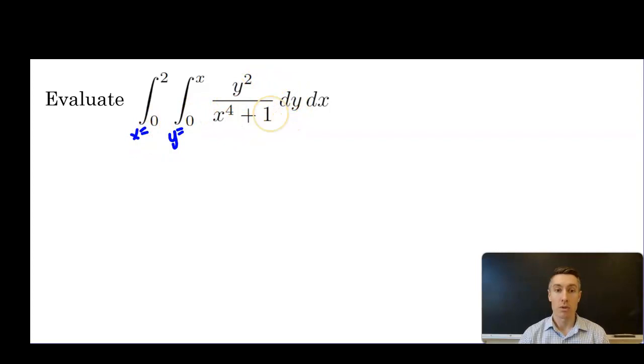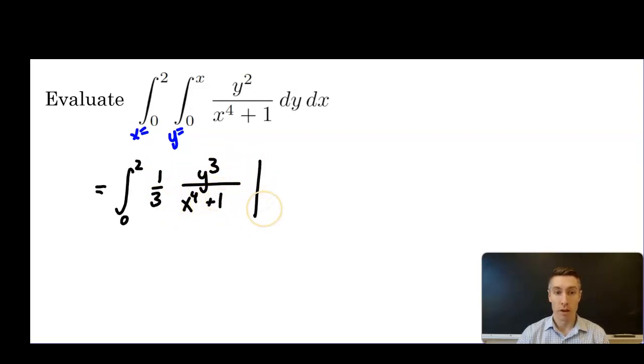Okay, so integrating with respect to y, we have the integral from 0 to 2 of 1/3 y to the third over x to the fourth plus 1, evaluated from 0 to x, dx. And again, these are y values that we are inputting. So 0 to 2 of, we can put the 1/3 in front.